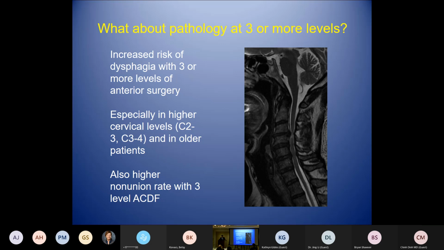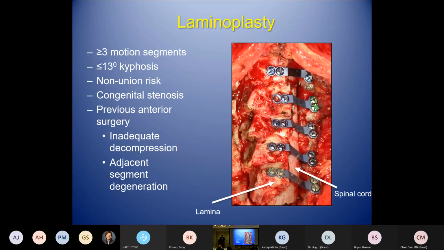So when there's more than 2 levels of pathology, I tend to think about, is there something I can do posteriorly that's going to accomplish my goal, right? And is going to be easier on the patient and safer on the patient. So this is where a laminoplasty comes into play. A laminoplasty is a motion-preserving operation that enlarges the spinal canal but maintains the motion. So it's a really, really good alternative for somebody who's myelopathic that has more than 3 levels of spinal cord compression.